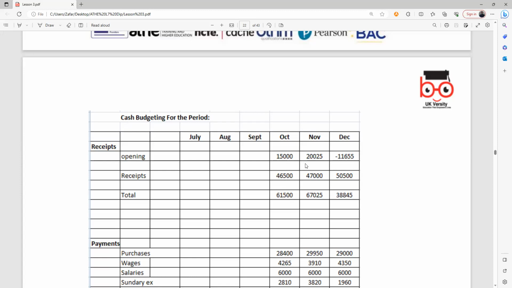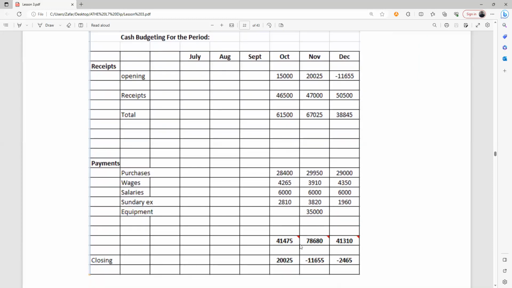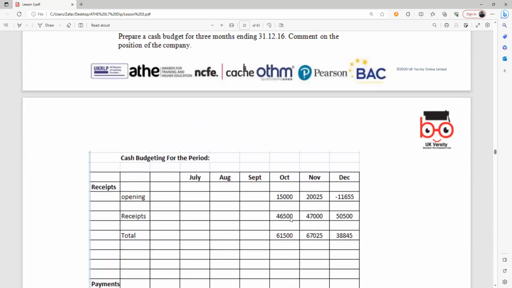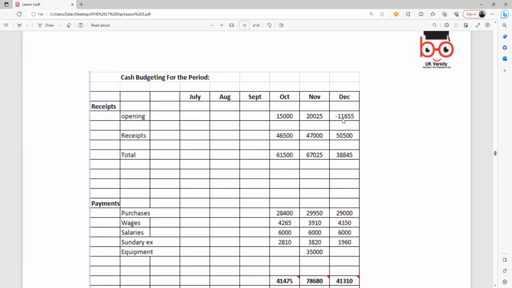Then you carry on with November and December. Your sales will roll over, and the money will come into the second month and the third month. So in November you will get 47,000 plus 20,000, so that will be 67,025. In December, you will be in a minus figure, because here I think we'll need to look at this cash budget down under here, for example. This is how we will get it.